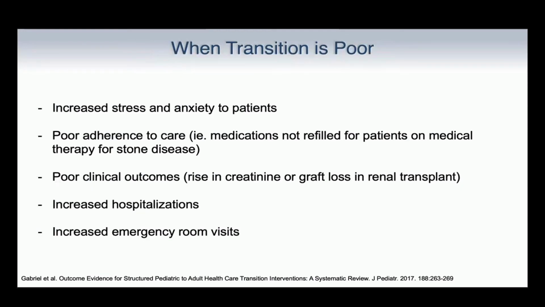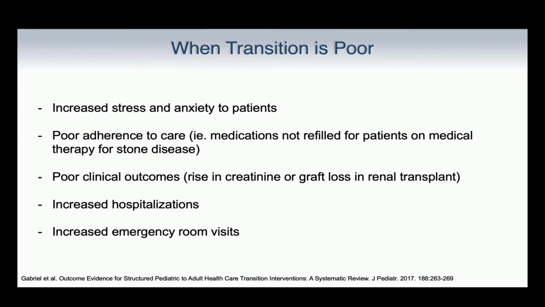When transition is poor, bad things happen to the patient. There's increased stress and anxiety, poor adherence to care, so medications that they may need, like those in medical therapy for stone disease, or those needed for impaired bladder emptying or compliance or detrusor overactivity, may not get refilled. They have poor clinical outcomes. So the issue with pediatric renal transplants when they go through transition is they start missing their medications, they forget to fill it, then they have a rise in creatinine and graft loss. Increased hospitalizations is an issue, and increased emergency department visits.